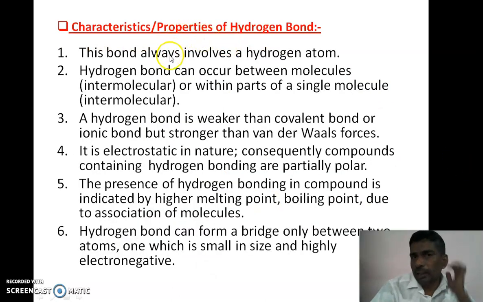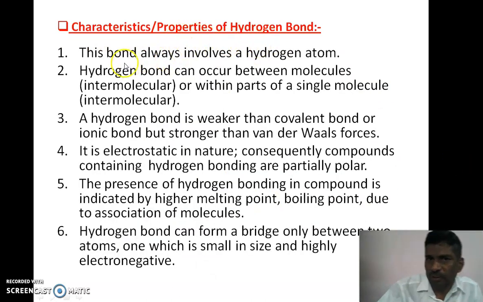Now, characteristics and properties of the hydrogen bond. This bond always involves the hydrogen atom. A hydrogen bond can occur between molecules, that is intermolecular, or within a part of a single molecule, that is intramolecular. The hydrogen bond is weaker than a covalent or ionic bond but stronger than van der Waals force. It is electrostatic in nature, and consequently compounds containing hydrogen bonding are partially polar.